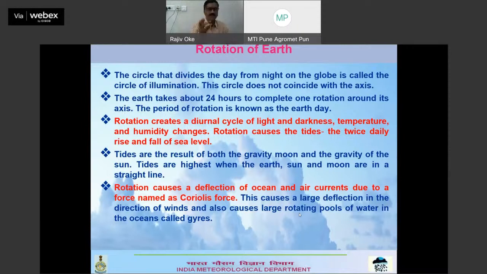These are like whirlpools, big ones in the ocean. That's the thing we are getting in the ocean as gyres. As well as in air, the deflection causes the direction of the winds to change. It's due to the rotation of the Earth.